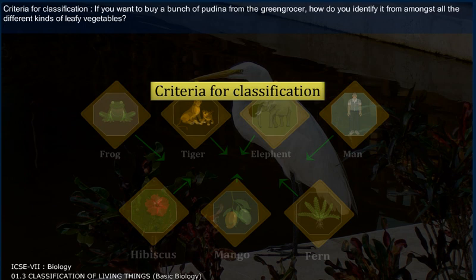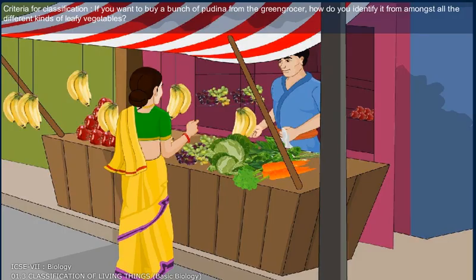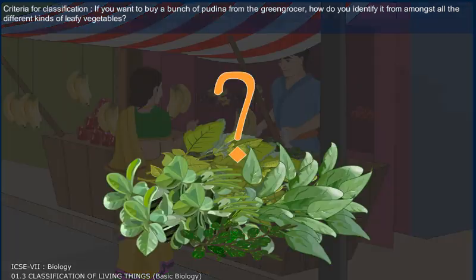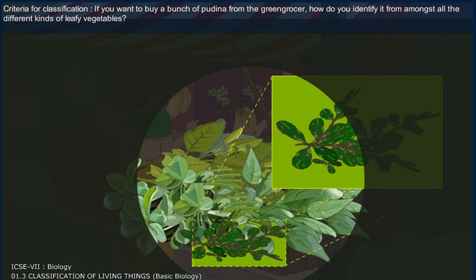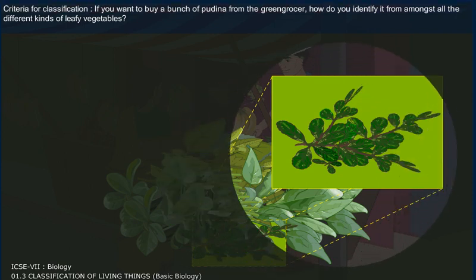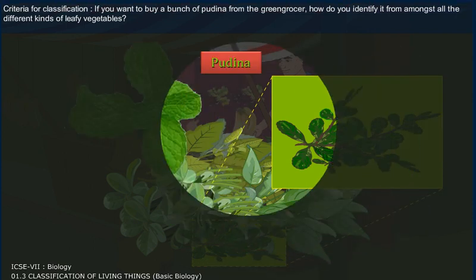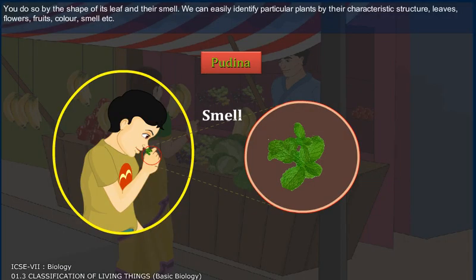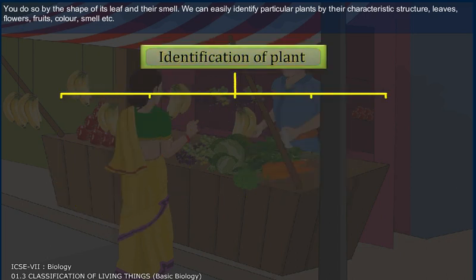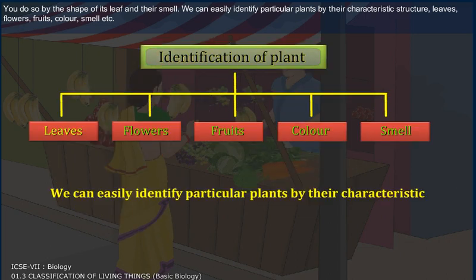Criteria for classification. If you want to buy a bunch of pudina from the greengrocer, how would you identify it from amongst all the different kinds of green leafy vegetables? You do so by the shape of its leaf and their smell. We can easily identify particular plants by their characteristic structure, leaves, flowers, fruits, color, smell, etc.